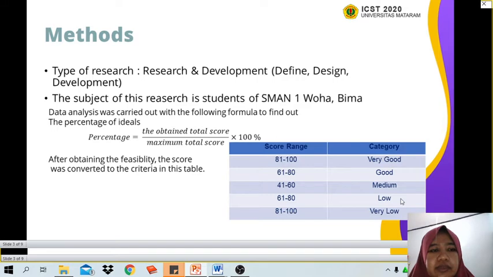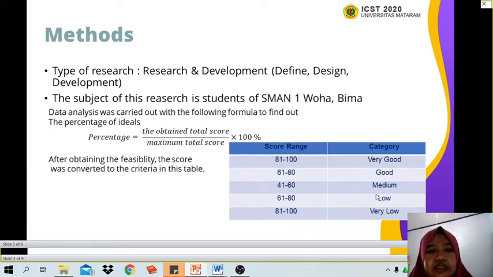Okay, the method of this research is research and development, or R&D. The type of R&D we used is 4D: define, design, development, and dissemination. But in this research, we used 3D, or define, design, development, because of limited time.